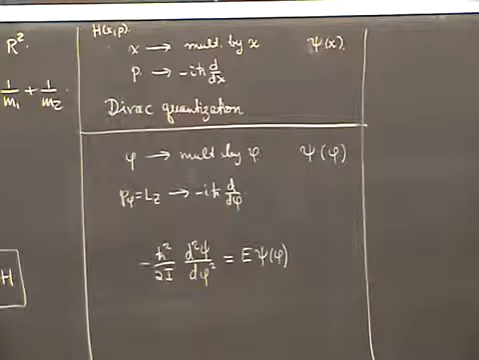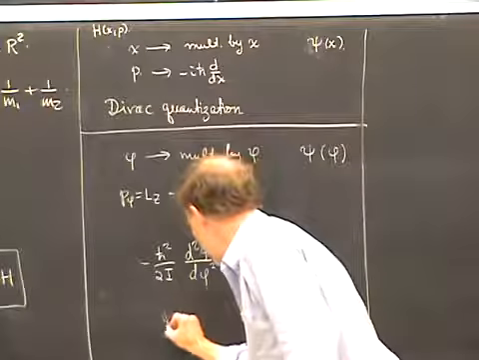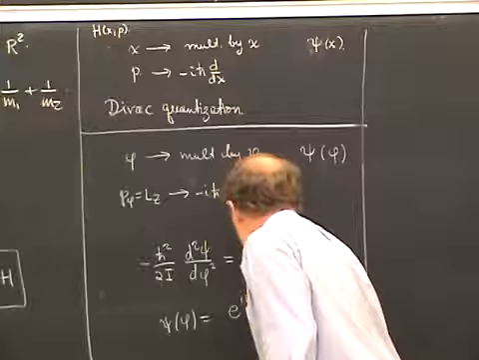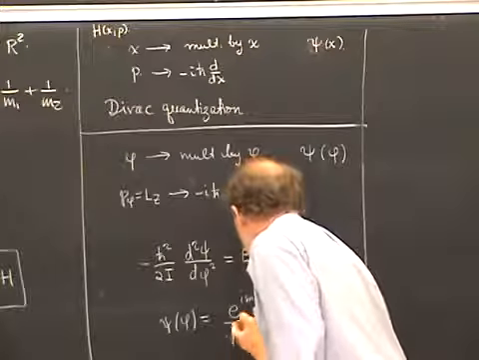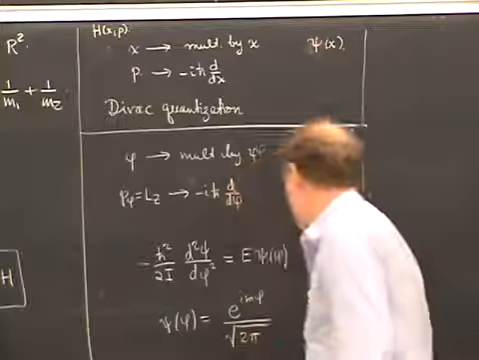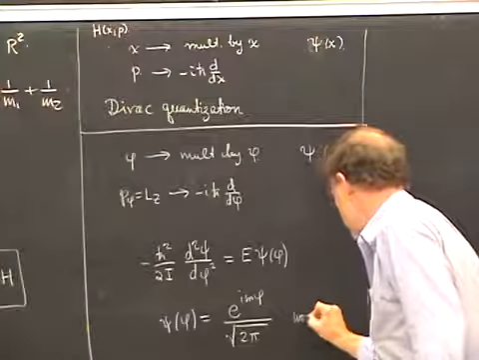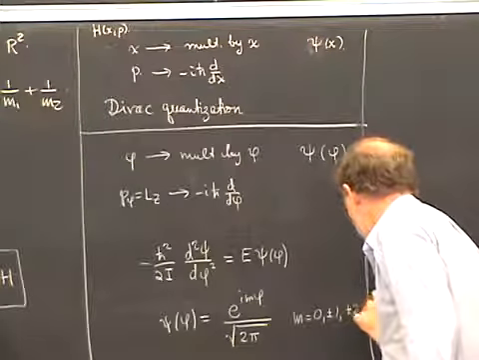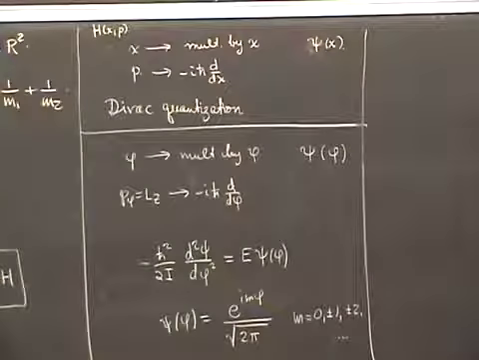And this is easy to solve, and you find that psi of phi is equal to e to the i m phi, where m is an integer, and if you normalize it, you have to divide by the square root of 2 pi. And m is equal to any integer, positive or negative, so it's 0, plus or minus 1, plus or minus 2, and so on like that.